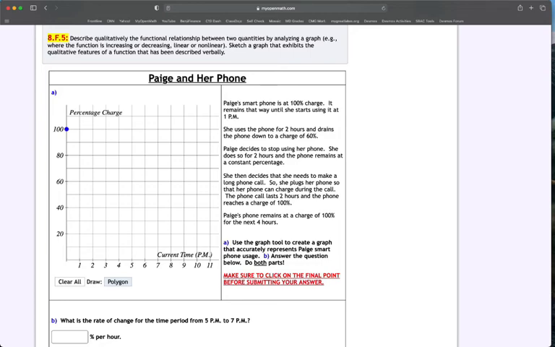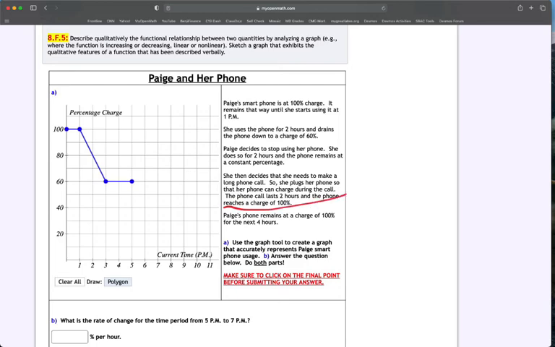Okay. And it remains that way until she starts using it at 1 p.m. So right there is 1 p.m. She uses the phone for 2 hours. And during that 2-hour period, she drained the phone down to a charge of 60%. So 1 hour, 2 hours, but it's now drained to 60%. Paige then decides to stop using her phone. She does so for 2 hours, and the phone remains at a constant percentage. So 2 more hours stays at 60%.